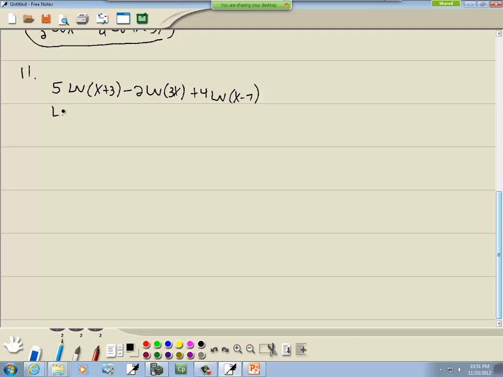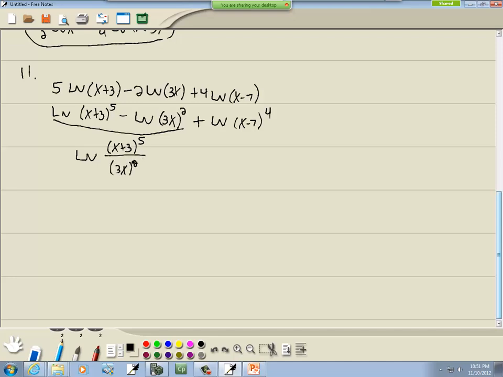So this one becomes natural log of x plus 3 to the 5th minus natural log of 3x to the 2nd power plus natural log of x minus 7 to the 4th. So now there are no numbers in front of them, so I can just apply our properties. Here we've got log of something minus log of something. Subtraction becomes division. So we've got natural log of x plus 3 to the 5th power all over 3x squared. And I'll bring down my last log.